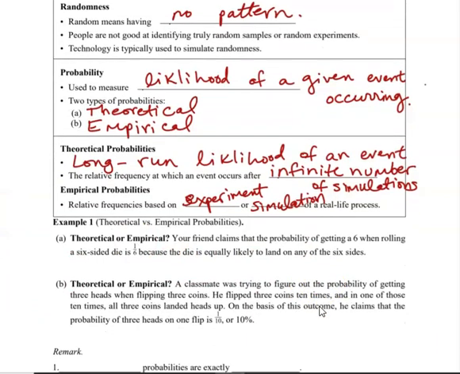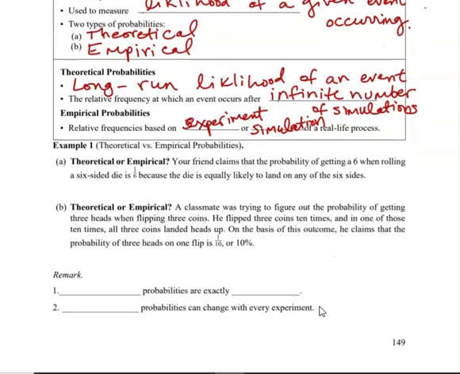Let's look at a couple quick examples here to drive home the difference in these two probabilities. The first one says, your friend claims that the probability of getting a 6 when rolling a 6-sided die is 1 out of 6, because the die is equally likely to land on any of the 6 sides. So this is what should happen in theory.